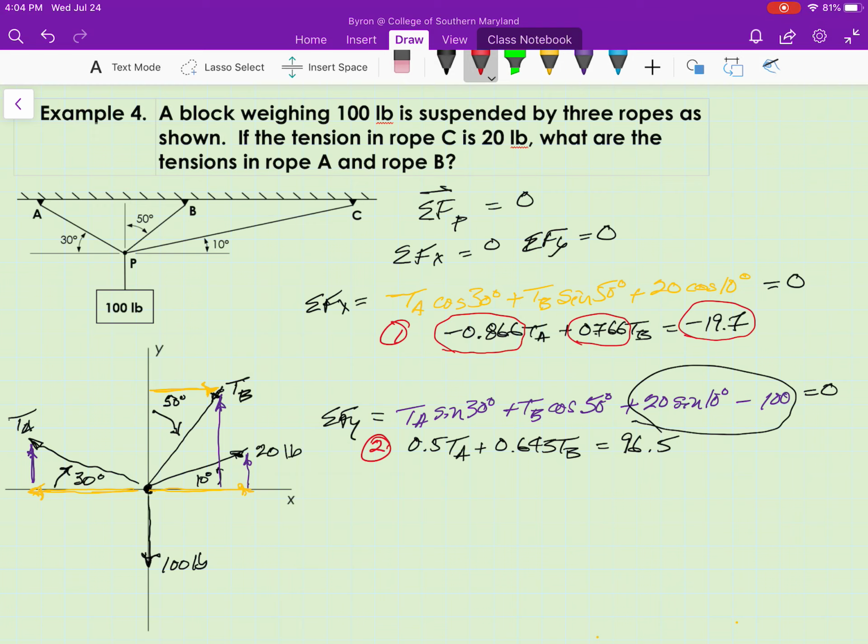Two unknowns, so I know I can solve for them. I decide what method I want to use to solve the equations, and I'll use substitution. So I'm going to go back up to the first equation and solve for T sub B in terms of T sub A. And if I do that, I get T sub B equals minus 25.71 plus 1.131 T sub A.